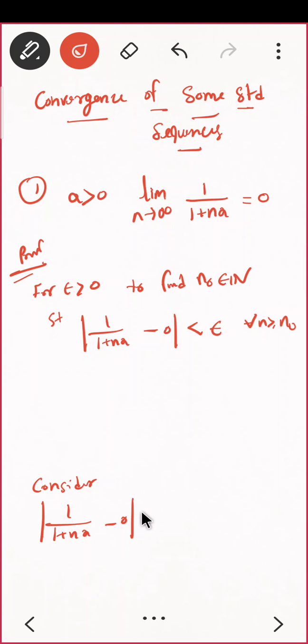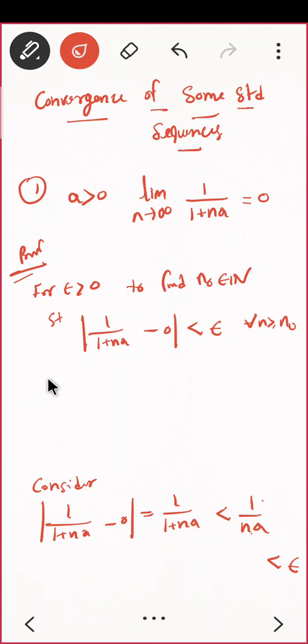Can I say something about this? This is 1 upon 1 plus n, and this is always less than 1 upon n. Do you agree? Is that true? Okay. So now can I relate 1 upon n to something? Can I prove this is less than epsilon? Let me remember what I want to do. I want to prove this is less than epsilon. That means 1 upon n is less than epsilon. This is what I want to prove.